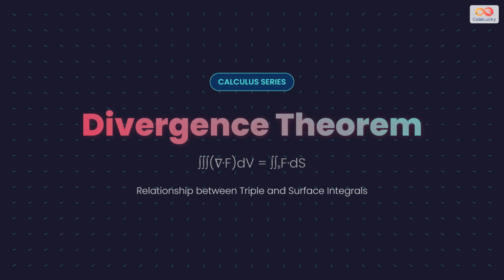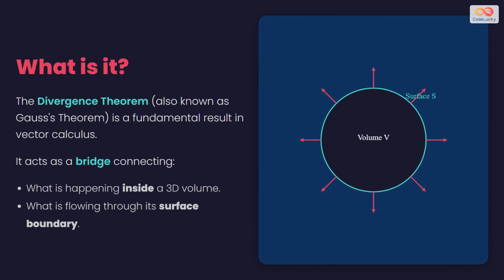Welcome. Today we are diving into one of the most elegant concepts in vector calculus, the divergence theorem. This theorem connects the flow of a fluid across a surface to the behavior of that fluid inside the volume. At its core, the divergence theorem, sometimes called Gauss's theorem, acts as a translation tool. It allows us to relate what is happening inside a three-dimensional shape, the volume, to what is crossing its outer skin, the boundary surface.